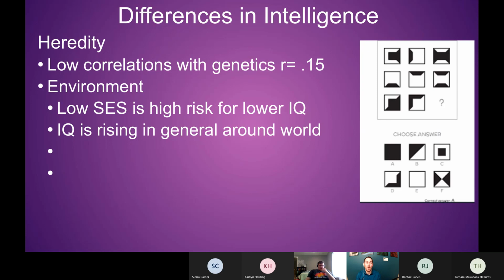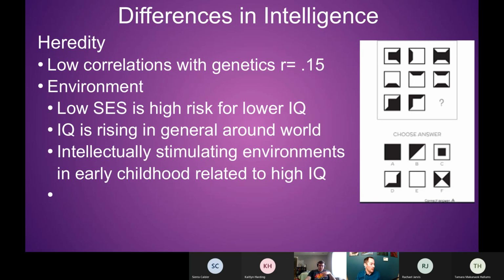IQ is rising in general on average around the world, which is nice. That might be partially methodological. We're measuring it better and more accurately in all different populations. It also might be that we have better education systems now, so everyone's IQ is just kind of going up. It also seems for any given IQ point, we generally see about a jump of 4 points per year of college. So if everyone's getting better educated, everyone's IQs are going to be going up.